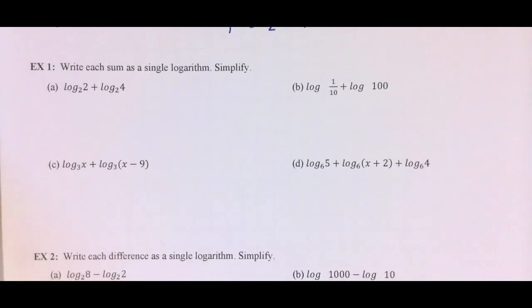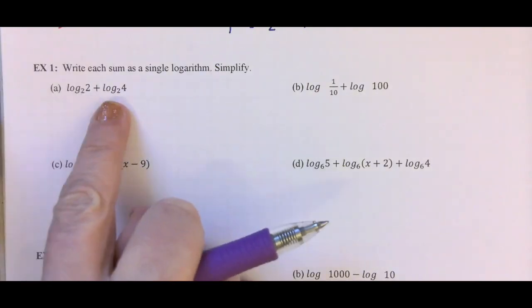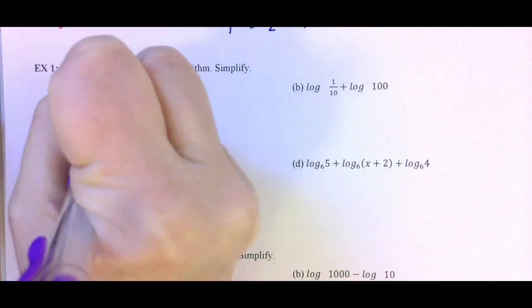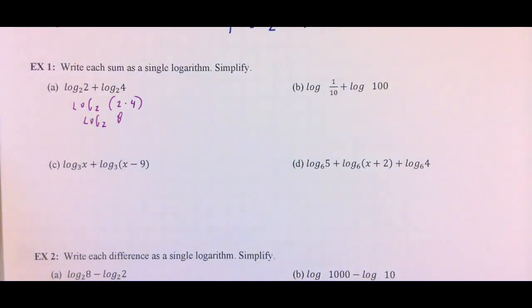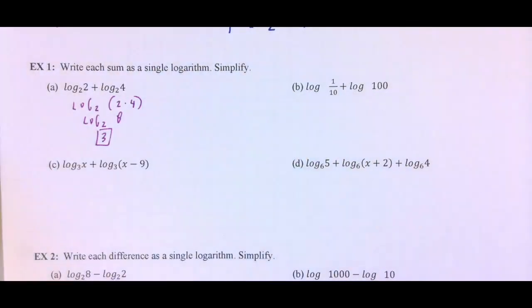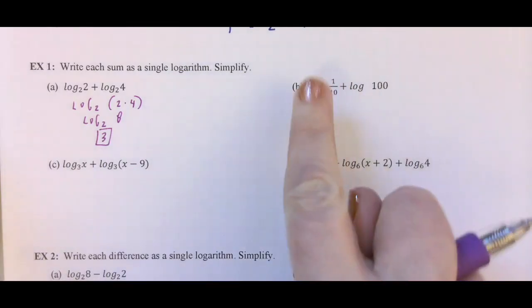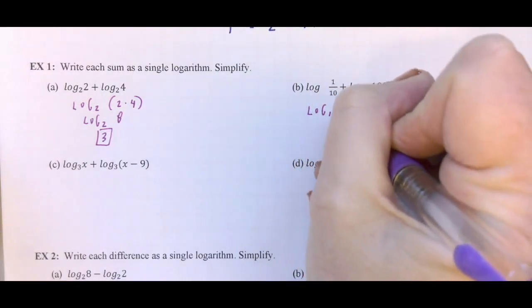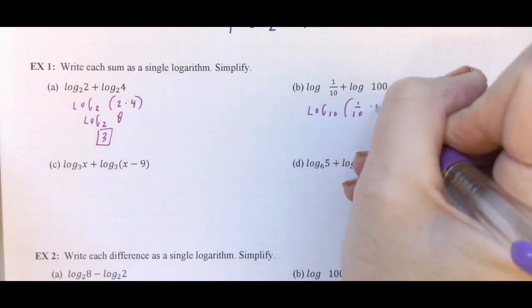So first up, can we express each sum as a single logarithm? I have log base 2 of 2 plus log base 2 of 4. That becomes log base 2 of 2 times 4, or log base 2 of 8. Now I can simplify that because I know that 2 to the third power gets us back to 8. So log base 2 of 8 really simplifies to 3. No more log. Okay, next one. They're both common logs because there's a base 10. So really we have log base 10 of 1/10 times 100.